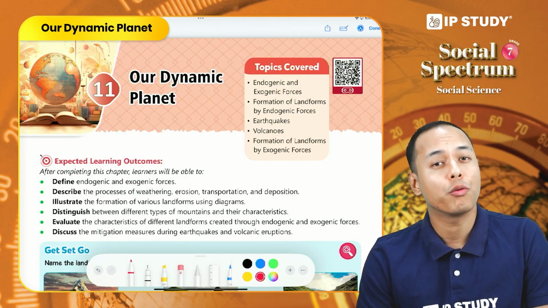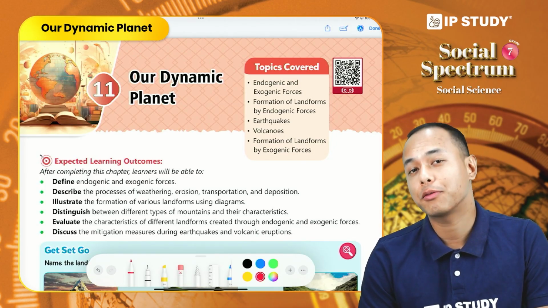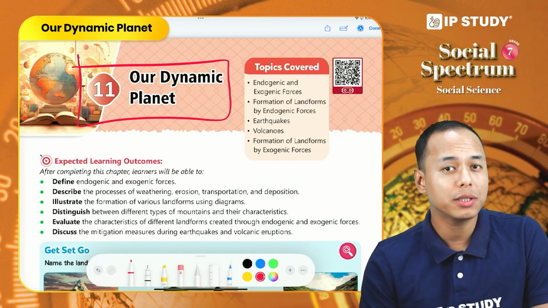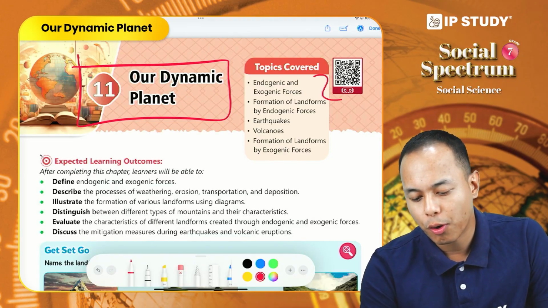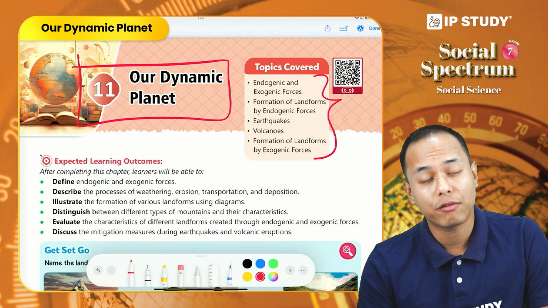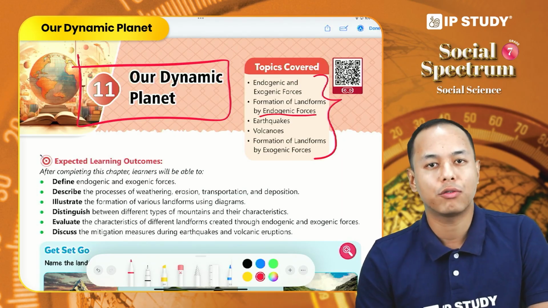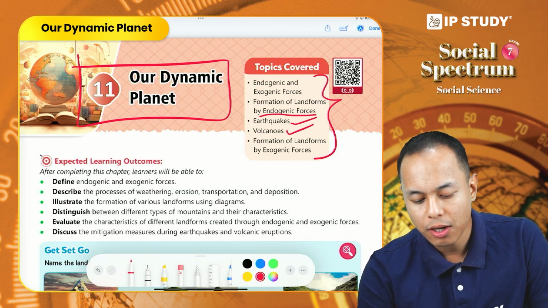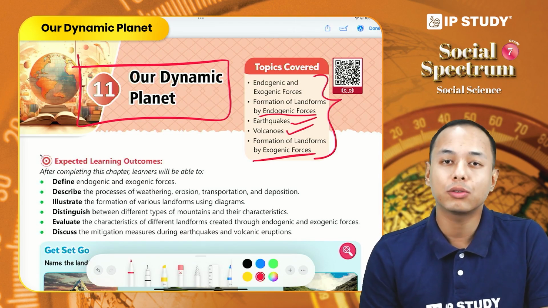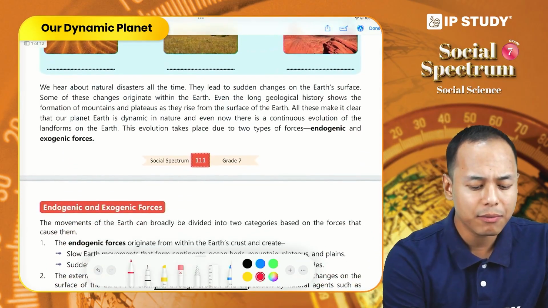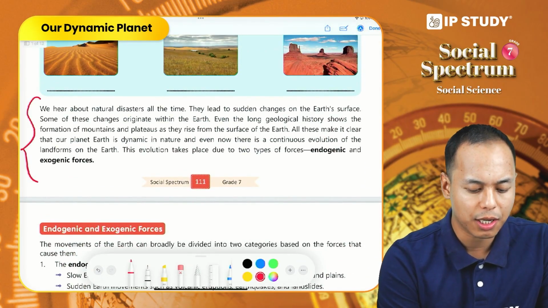And today we are going to discuss Chapter 11 from Grade 7 Social Science, and the name of the chapter is Our Dynamic Planet. In this chapter, we are going to cover important topics like endogenic and exogenic forces, formation of landforms by endogenic forces, earthquake, volcanoes, and lastly, formation of landforms by exogenic forces. So now, let us have a brief introduction about this chapter.